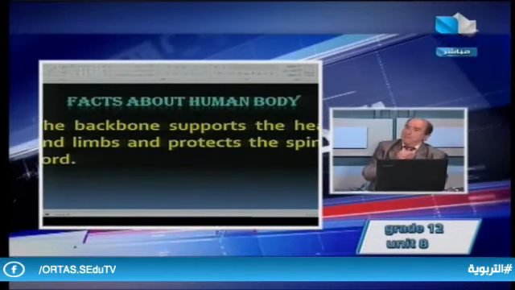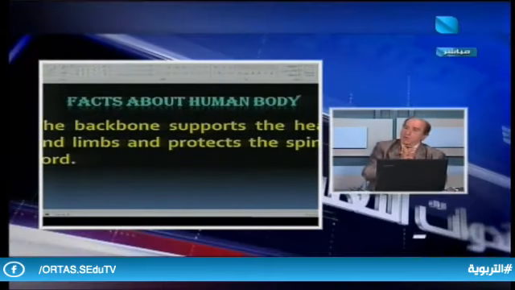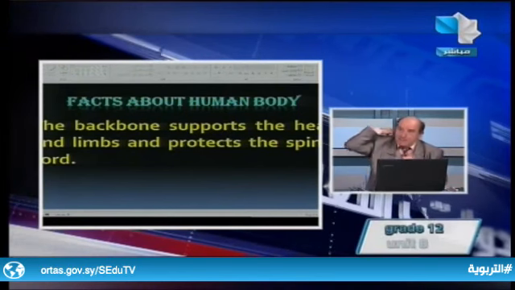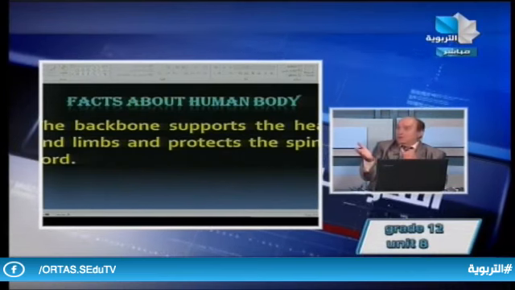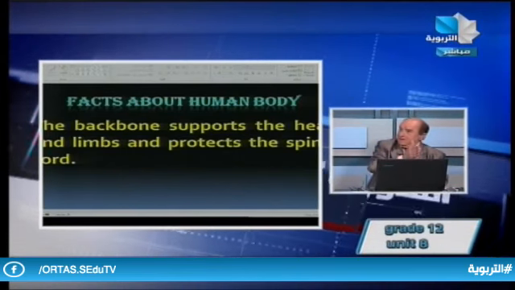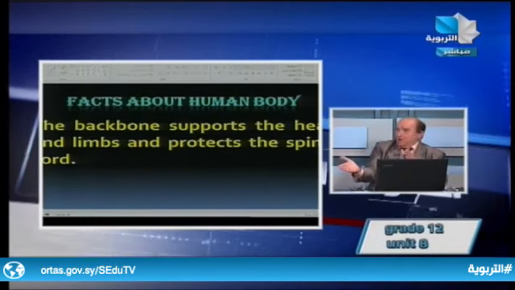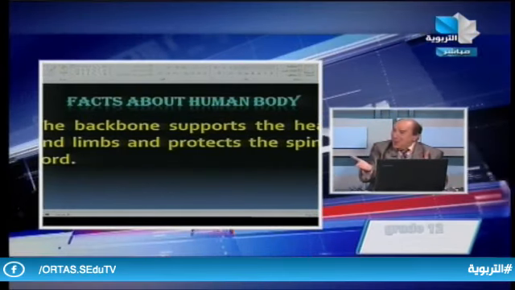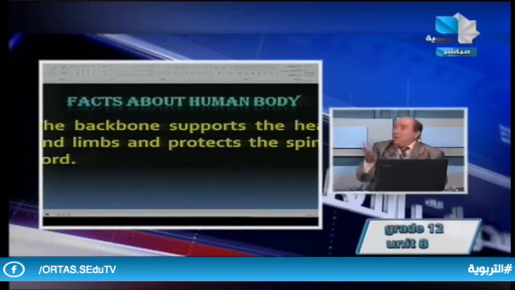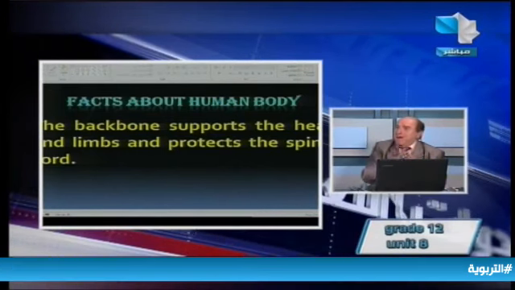Mr. Mazin, we come to the backbone. You know, it is back and bone. So we have a bone in the back. It is called the backbone. What is now the function of the backbone?